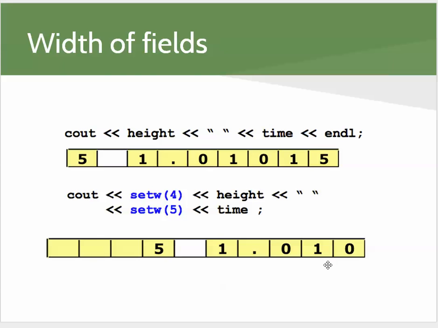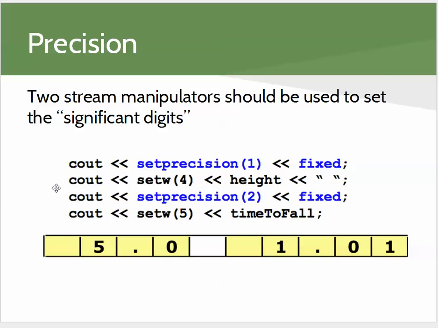Set width actually works with characters. It works with any type of output data type. It's not dealing with precision. It's simply dealing with the amount of character space that is going to be reserved on the output screen for that particular number or that particular output. If we want specifically to deal with precision, it's a separate operation.